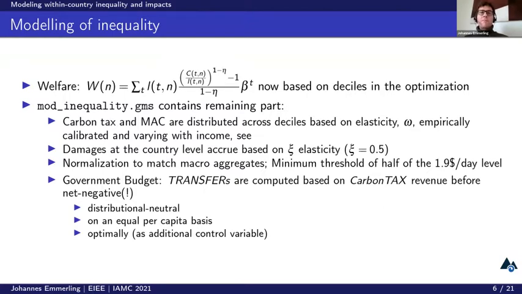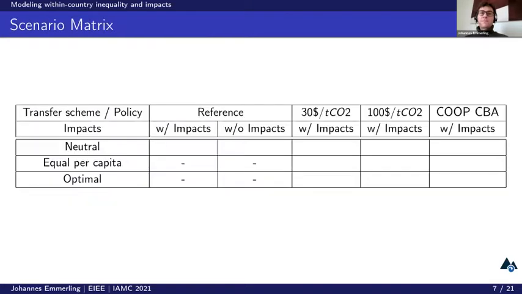And then we have a government budget, which also has transfers, similar to what we just saw, in that carbon tax revenues are transferred. And we have 3 different distribution schemes: a distributionally neutral one, and an equal per capita basis, just like you presented. And we also have an optimal one, in which the social planner has these transfers as an additional control variable. And we run several scenarios. I will focus on just a very few here because of the limit of time.